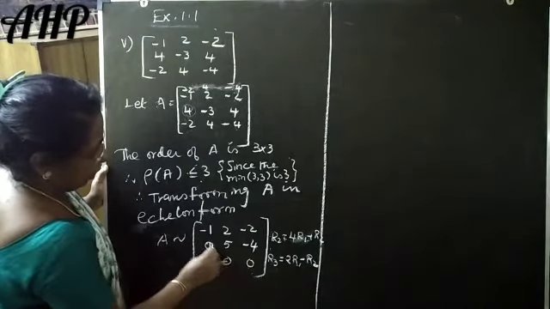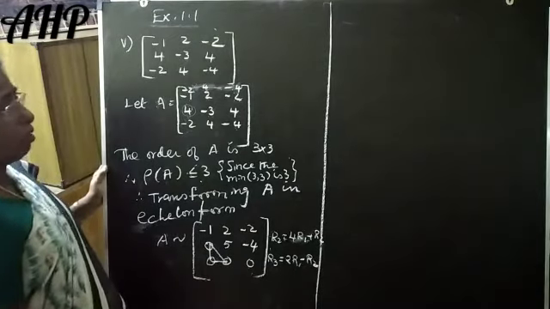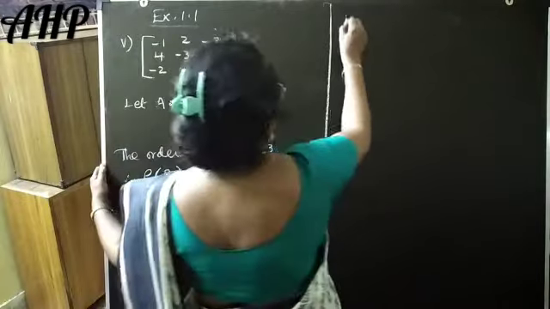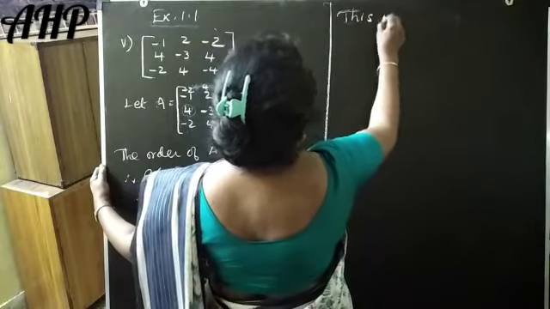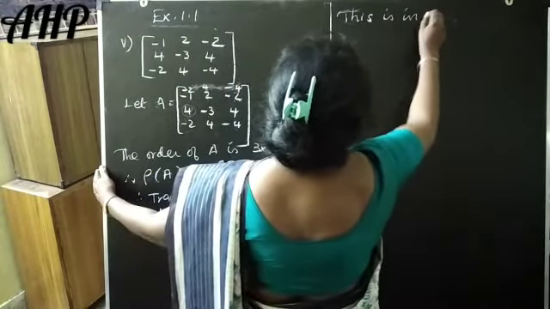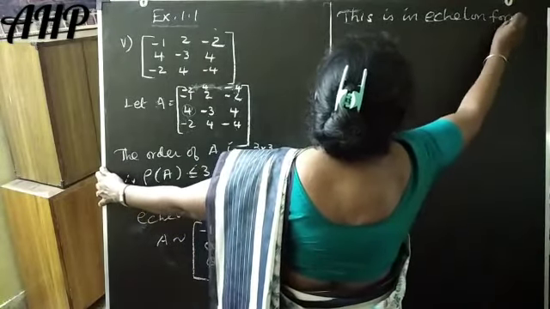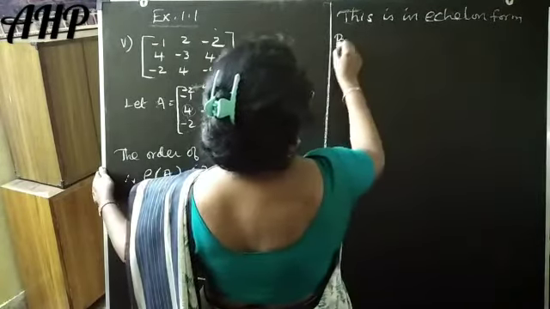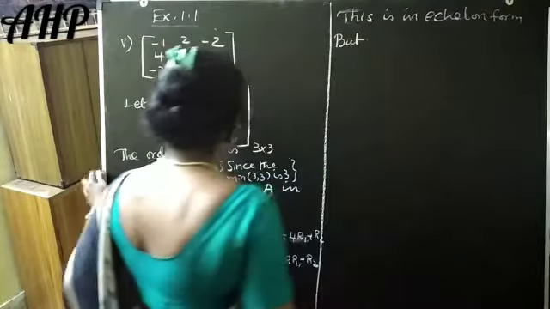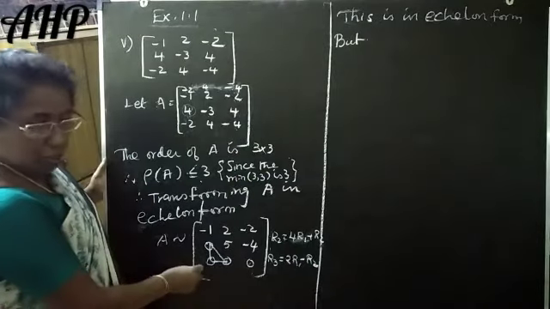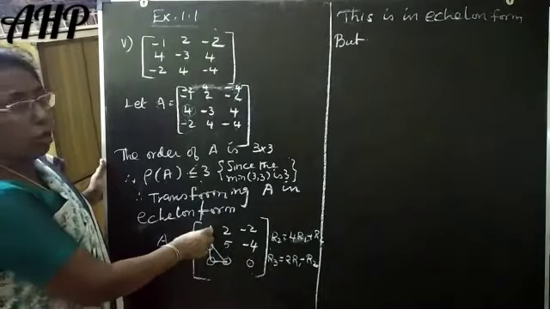Now this is in echelon form. But how many non-zero rows are there? See, this last row is completely 0. So there are only 2 non-zero rows.